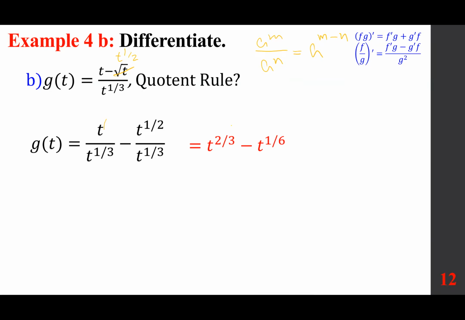In other words, this is 1 minus 1/3, and this is 1/2 minus 1/3, which becomes 1/6. Now, we are going to go with the power rule. So for this one, 2/3 becomes the coefficient, t to the power of 2/3 minus 1, which is negative 1/3, minus 1/6, t to the power of 1/6 minus 1.